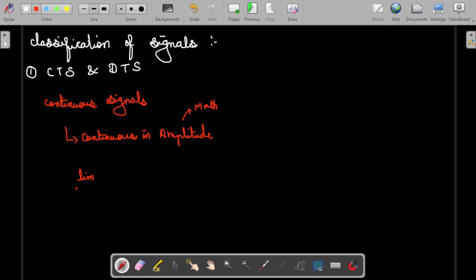When limit x tends to a for the function f of x, it will be equal to f of a. So this means it is a finite sample. It needs to have some number of samples, but that number needs to be finite. That should not be infinite. That should not be any kind of undefined number. It needs to be a finite number. So that is another representation we can call it. Also one thing, it needs to be continuous in time.